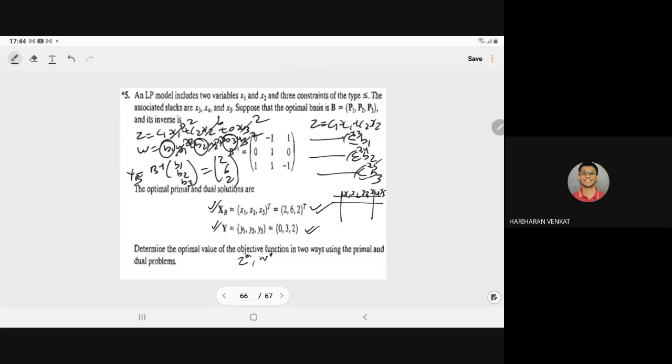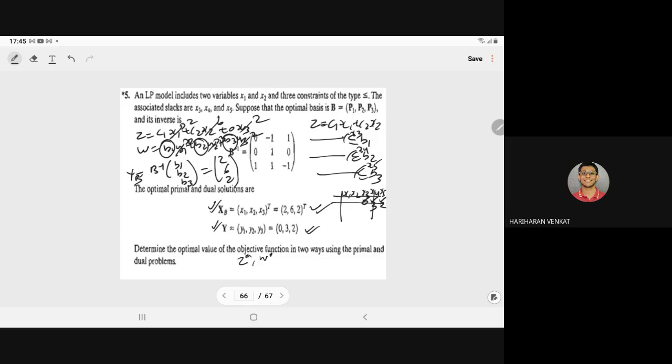The values of y1, y2, y3 are at this place. If all constraints are of less than type, then the z coefficient below the starting basic variables will be the dual solution. So it is given to you: this is 0 3 2.